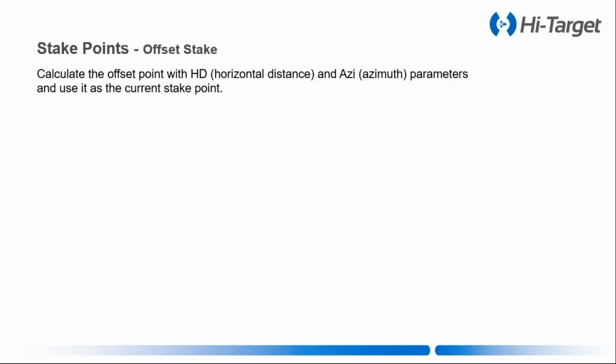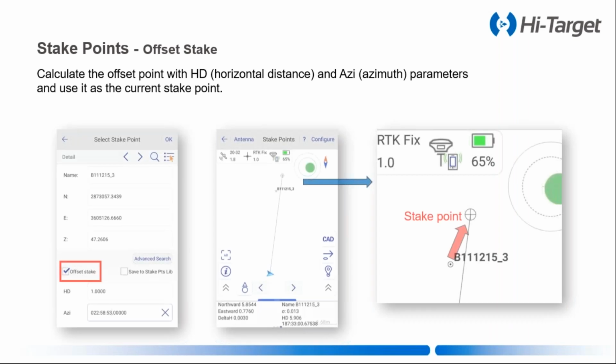Our stake point supports offset stake. Sometimes we can calculate the offset point with horizontal distance and azimuth parameters and use it as the current stake point. We can see the last picture. The stake point is changed. And we can see the point B1112. This is the selected point, and the stake point in the picture, we can see that.